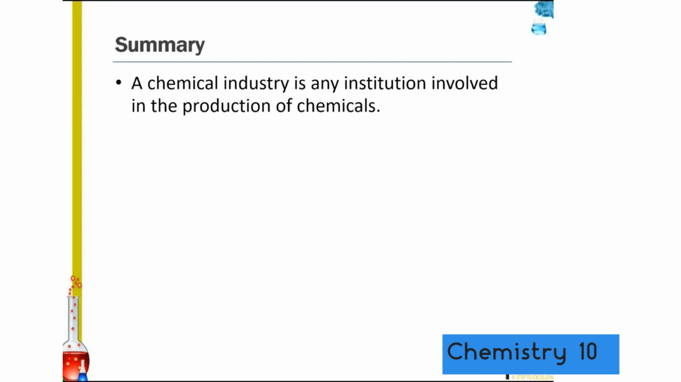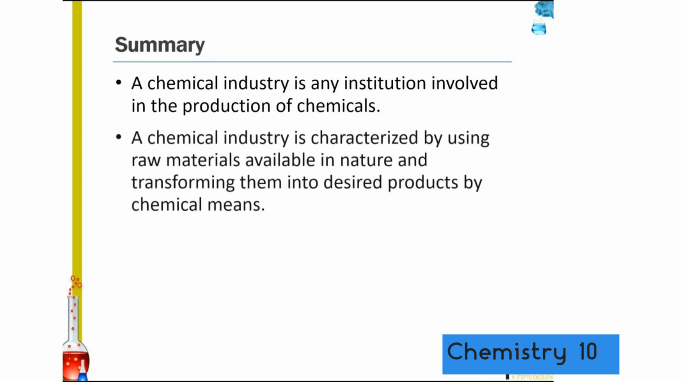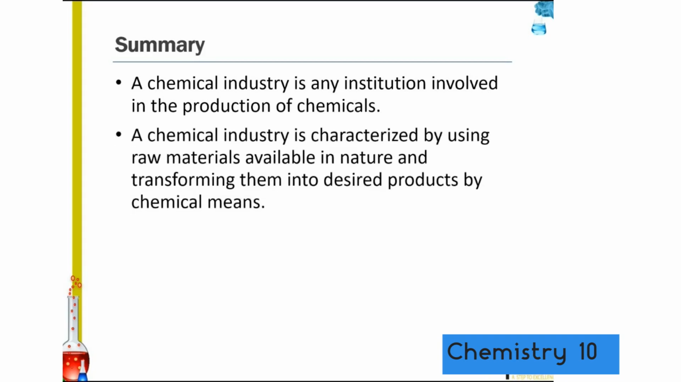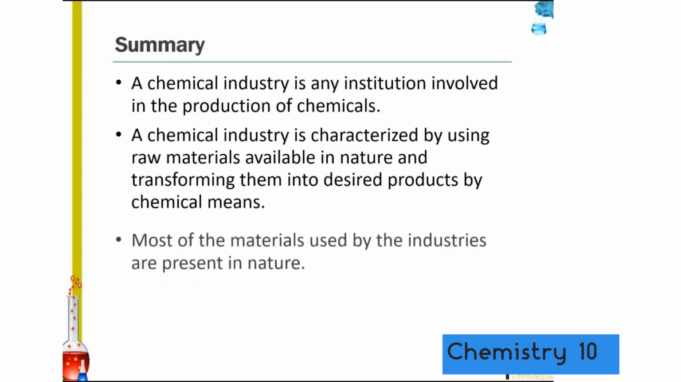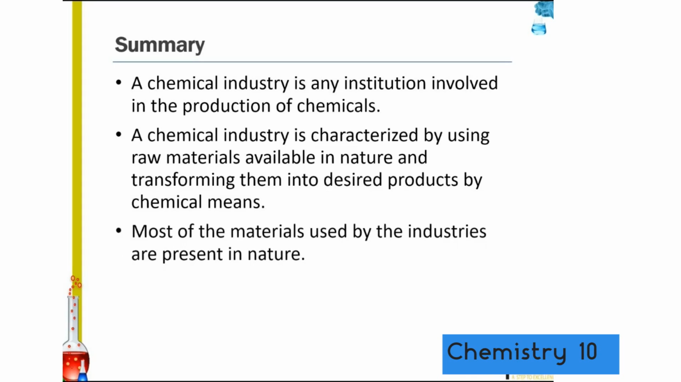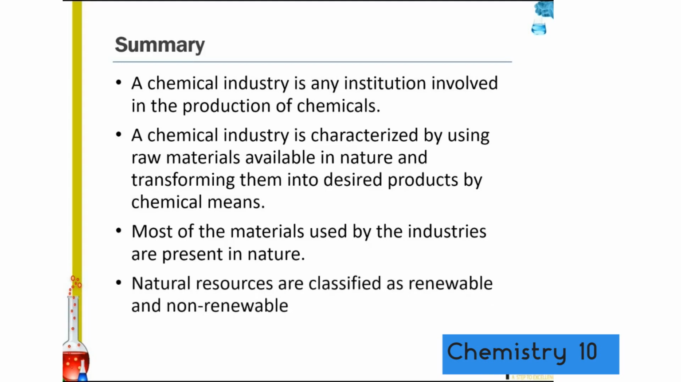In summary, a chemical industry is any institution involved in the production of chemicals. They use raw materials available in nature and transform them into desired products by chemical means. Most of the materials used by industries are present in nature. And natural resources are classified as either renewable or non-renewable.